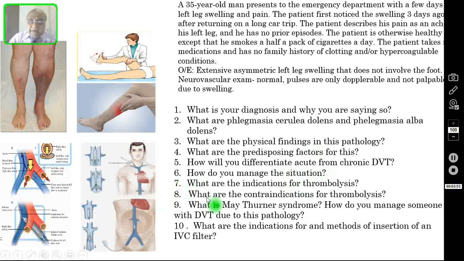Question number 7, what are the indications for thrombolysis, catheter directed thrombolysis? Question number 8, what are the contraindications for thrombolysis? Question number 9, what is May-Turner syndrome? How do you manage someone with DVT due to this pathology, that is May-Turner syndrome? Question number 10, what are the indications for and methods of insertion of an IVC filter? What are the indications for an IVC filter and how will you insert this IVC filter?